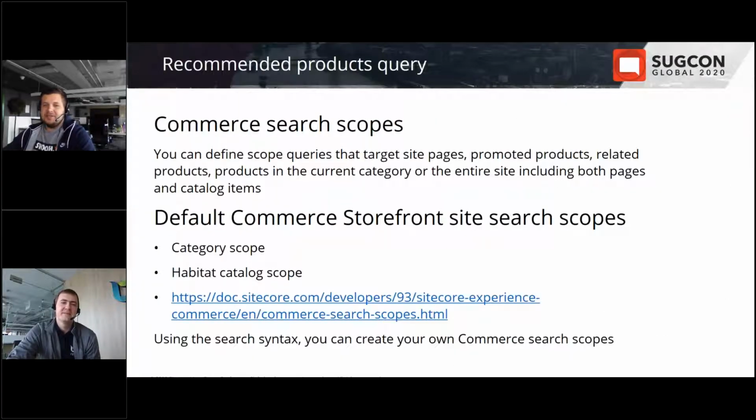A bit more details about search scopes. You can define scope queries that target site page, promoted products, related products, products in the current category, or the entire site, including both page and catalog items. Sitecore provides a number of default commerce storefront site search scopes like category scope, habitat catalog scope. However, you can create custom commerce search scopes based on your requirements using search syntax.